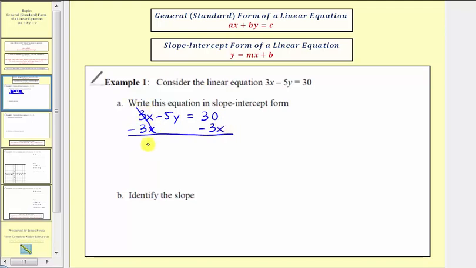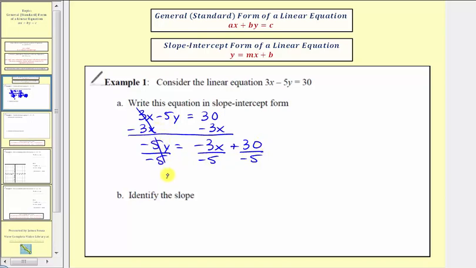So here we have negative 5y equals, now on the right side, we could write 30 minus 3x, but remember in slope-intercept form, we normally have the x term first and the constant second. So let's write this difference as negative 3x plus 30. And now for the last step, to solve this equation for y, we would divide both sides by negative 5. Now on the right side, instead of dividing the quantity by negative 5, let's divide each term by negative 5, which is equivalent. And now we simplify.